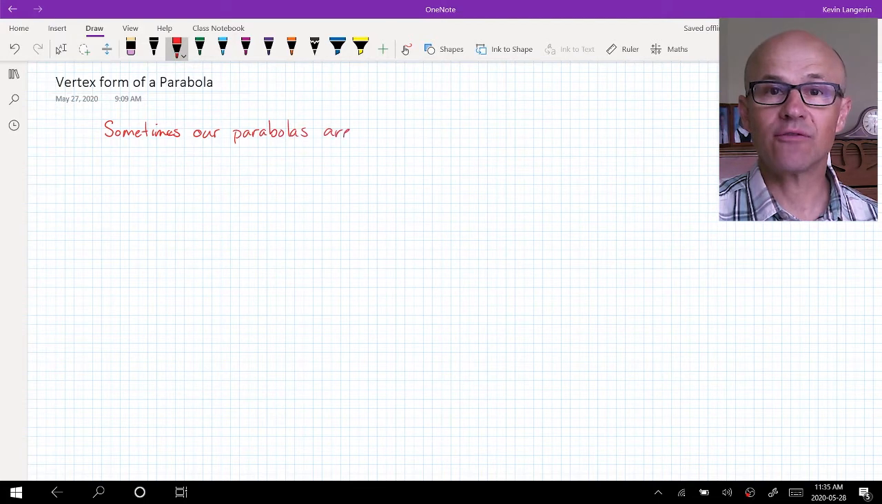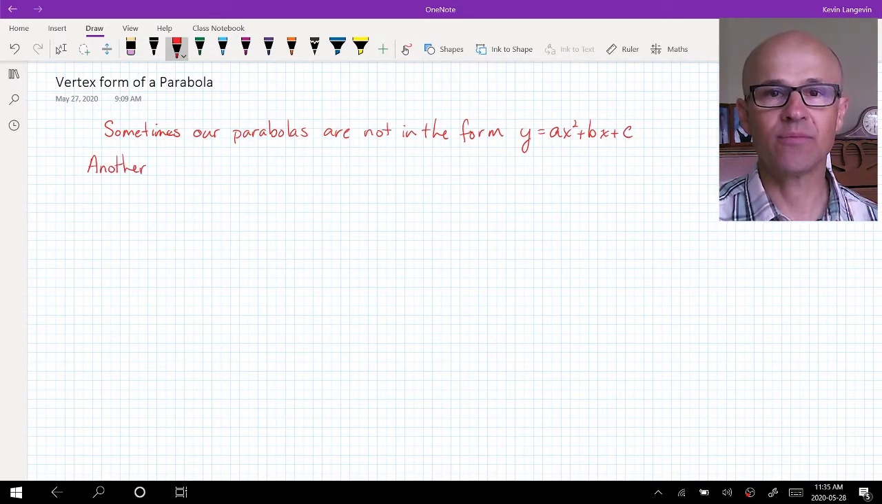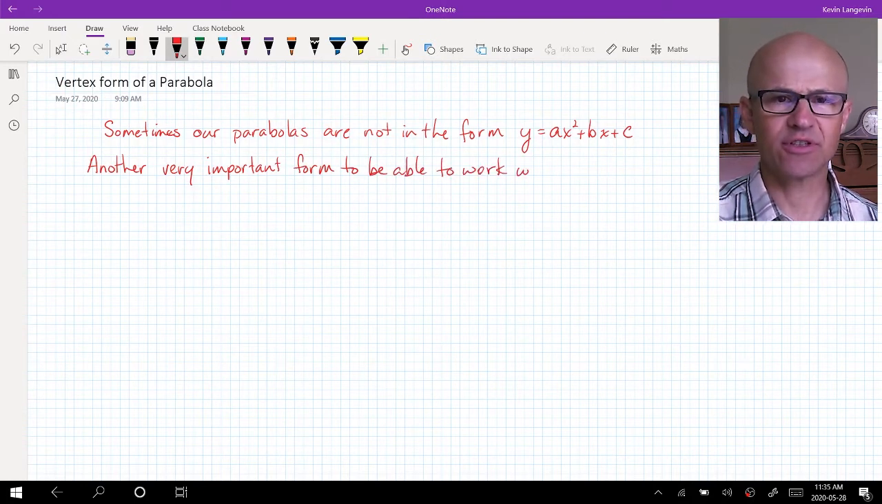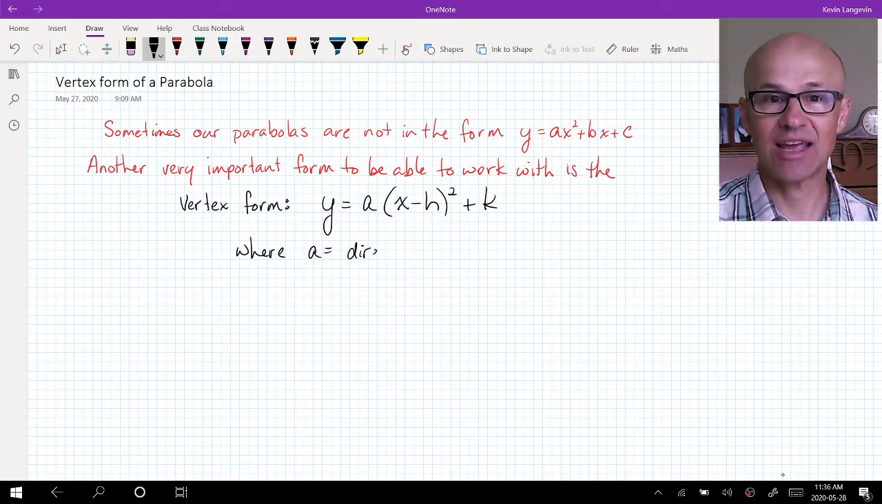So the vertex form has some similarities with the standard form, the factored form we looked at the other day. The a value is in both of these. The other parts are a little bit different. So the equation itself looks like y is equal to a bracket x minus h bracket squared plus k.